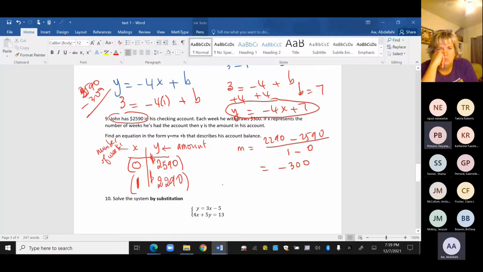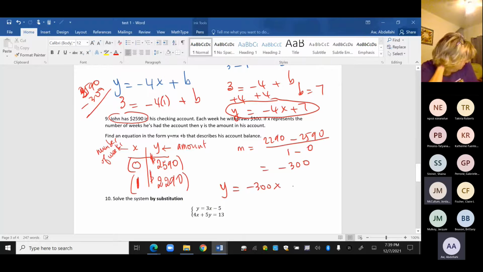Now look, I have y equals mx plus b, y equals -300x plus b. Remember what we said, b represents the y-intercept, right? You can go ahead and take one of the points to get the b exactly as we did before. But look closely at the 2 points we got. Do you see any y-intercept there? Of the 2 points, do you see one of them being the y-intercept?